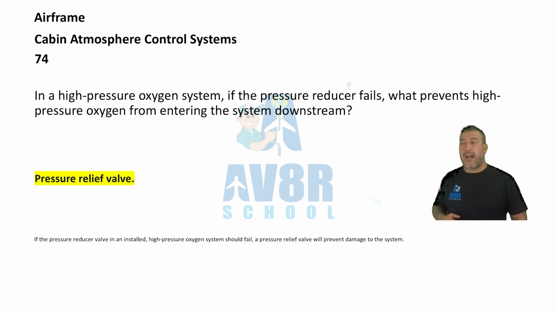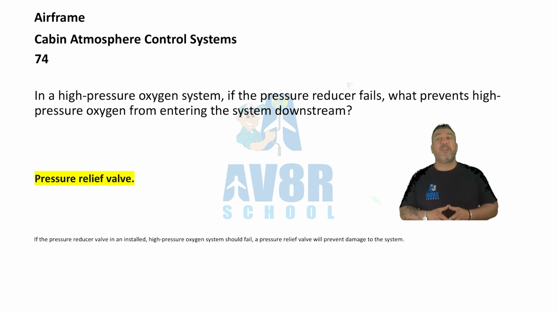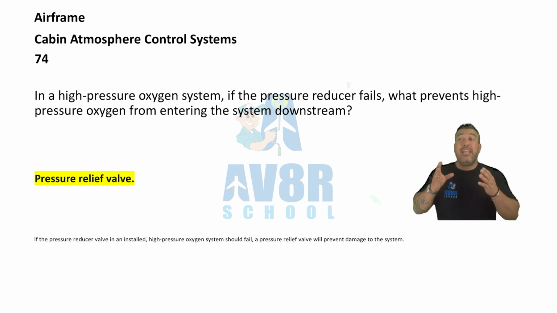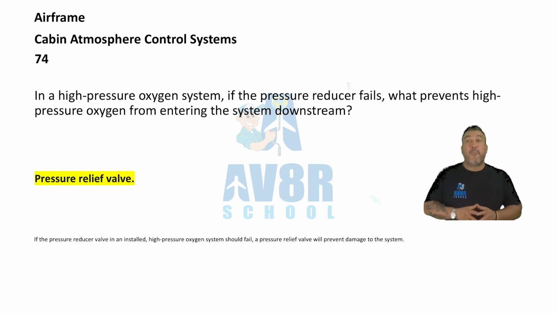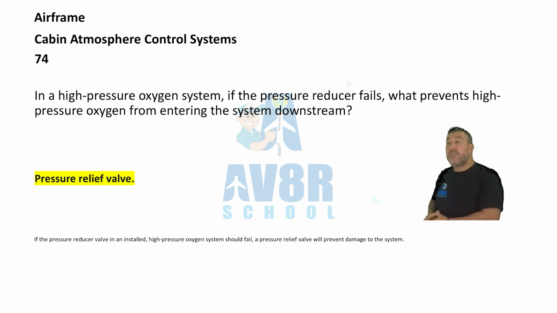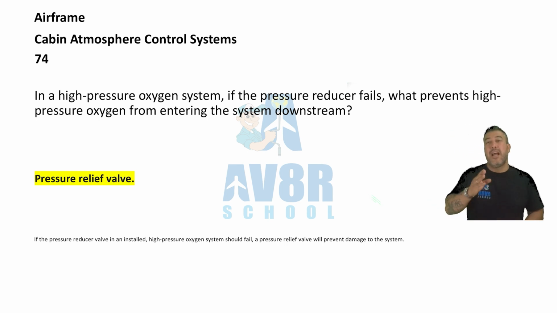Number 74, pressure relief valves. In a high pressure oxygen system, if the pressure reducer fails, what prevents high pressure oxygen from entering the system downstream? The pressure relief valves. In a high pressure oxygen system, if the pressure reducer fails, the pressure relief valve prevents high pressure oxygen from entering the system downstream.